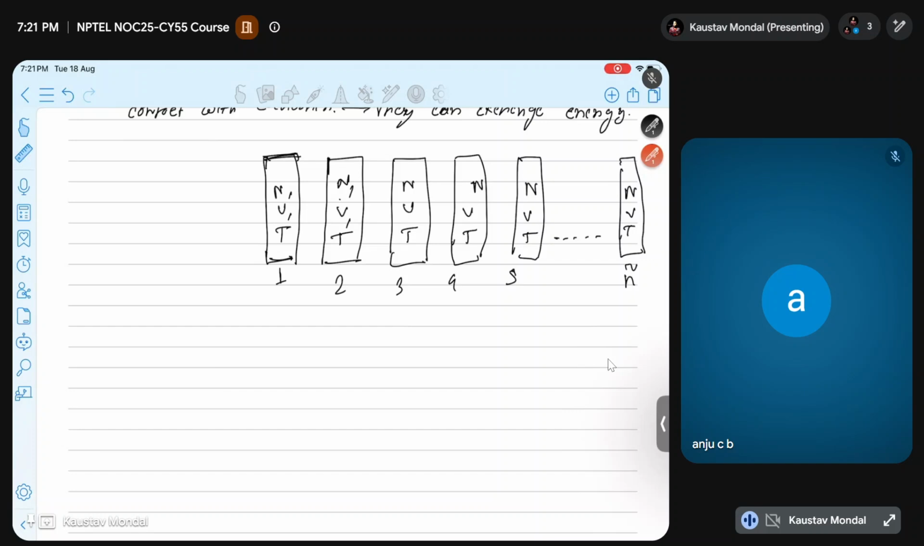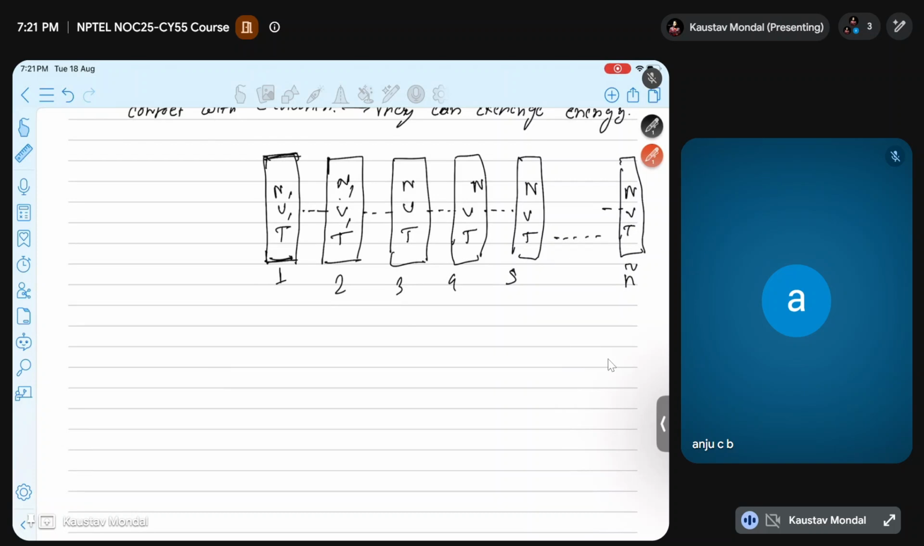So now what we'll do is, each of these members inside the ensemble are also in thermal contact with each other. They all have thermal contact with each other. So that means they can exchange energy, and so the energy is not fixed.